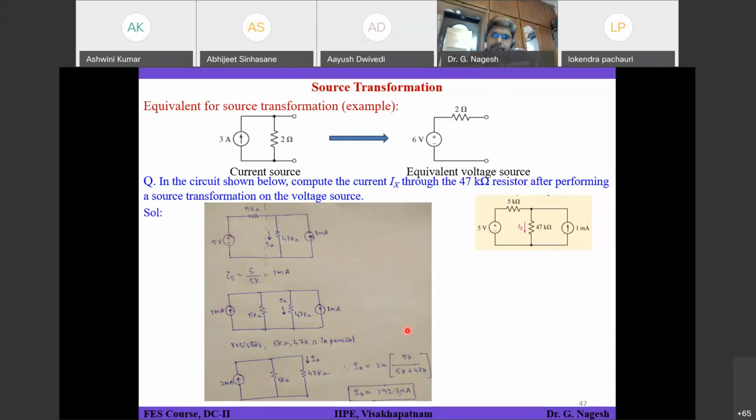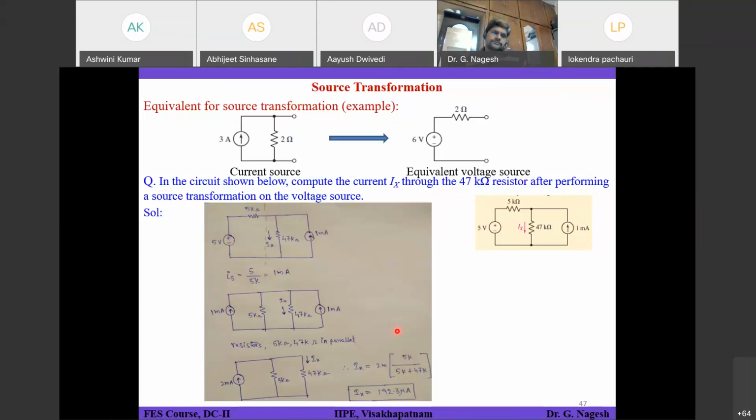Sir, like in the example, can't we convert the 1 milliampere and 47 kilo ohm into a voltage source, like we did in the above example? Only one person at a time, please. So why can't we convert that 1 milliampere source into a voltage source?